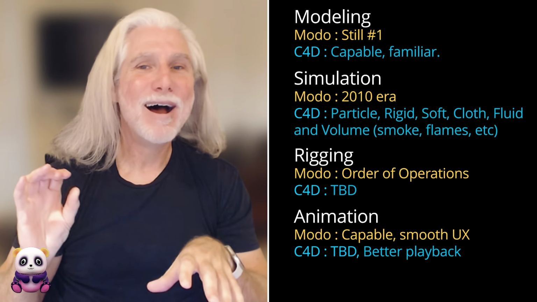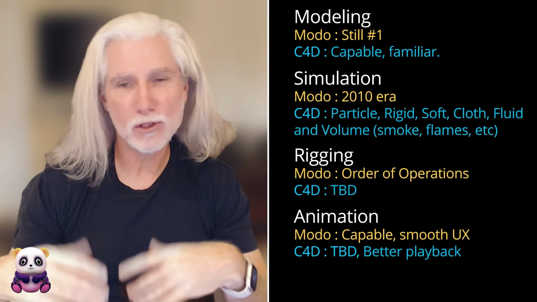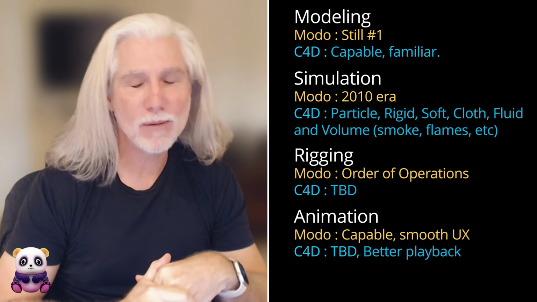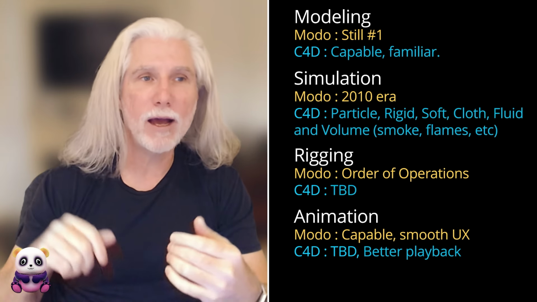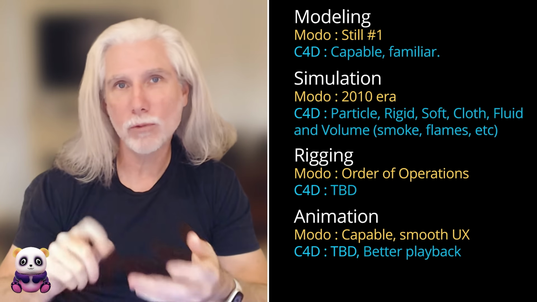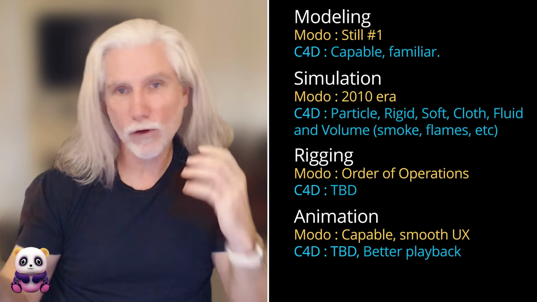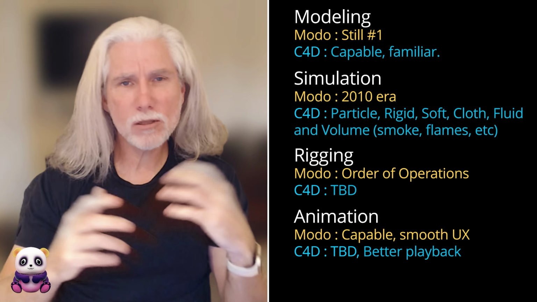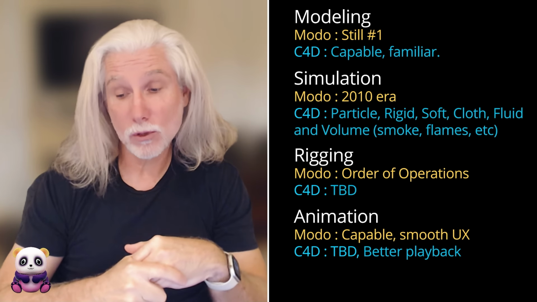So simulation, though, is a completely different world. Simulation in Modo was almost non-existent. It was basically like 2010 era bullet physics or something. In Cinema 4D, simulation is fantastic. You've got integrated particle and rigid body and soft body, cloth, fluid. You've got volume physics, which is flames and smoke, and the systems are all integrated. They can work with each other, which is really cool.